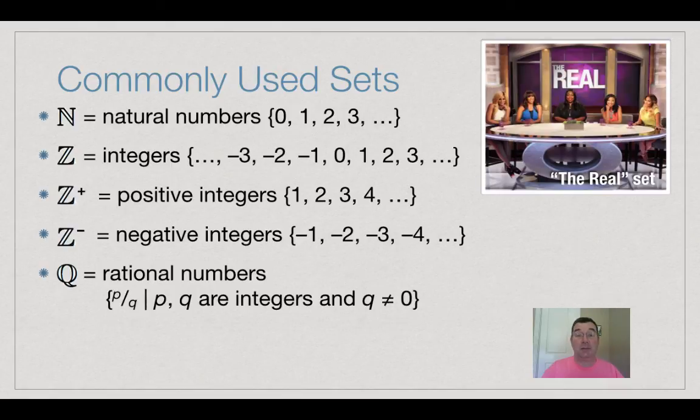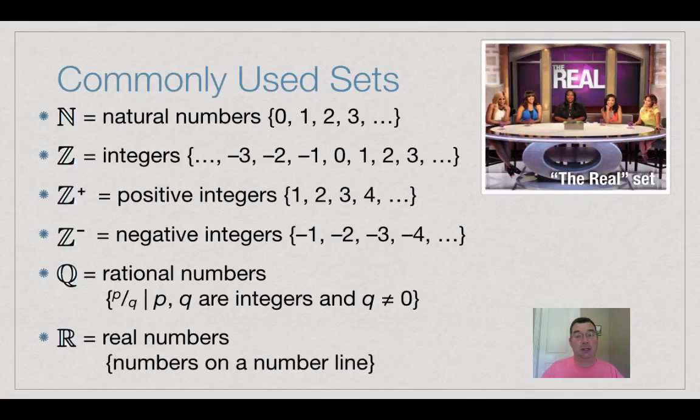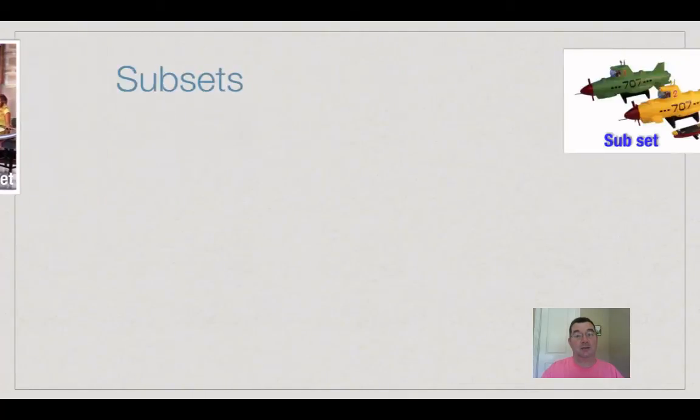We've got the rational numbers, which we write as the set of P over Q, where P and Q are integers and Q cannot equal 0. And then we've got the real numbers. That's any number that you can plot on a real number line, so I'm not going to list those. There's way too many of those.